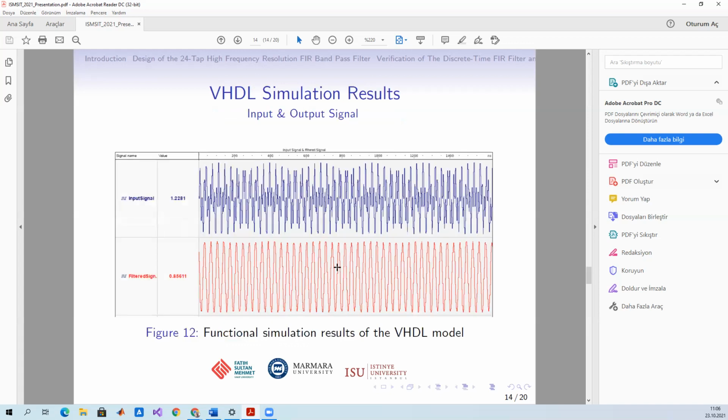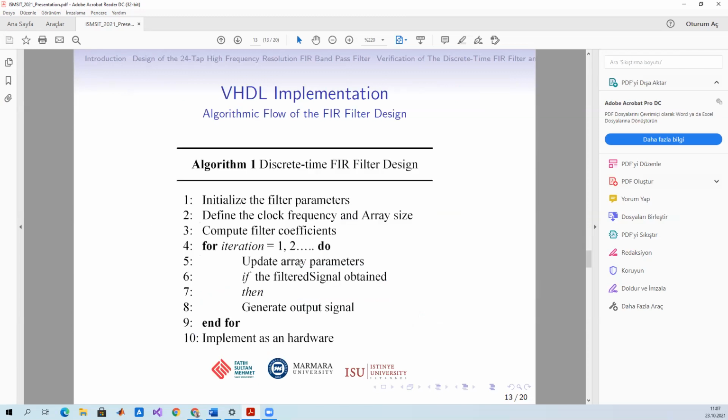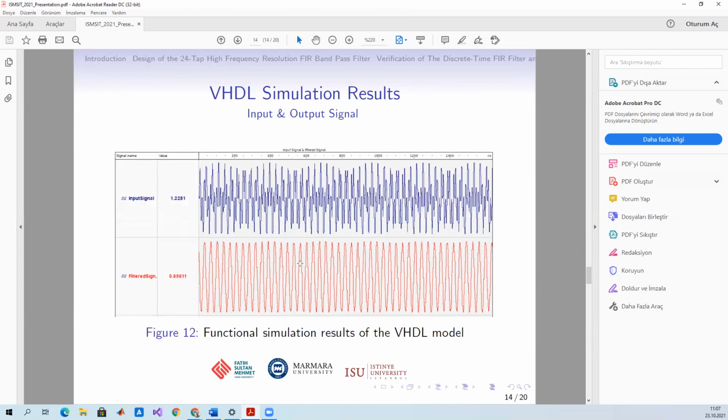And this is the VHDL simulation result. It is the same as the LabVIEW simulation result. If you take a look, the filtered signal's magnitude is 0.8 volts, and the sum of the two signals is 1.2 volts. When we come back to the LabVIEW simulation result, we see that the filtered signal is about 0.8 volts. So our project works well.